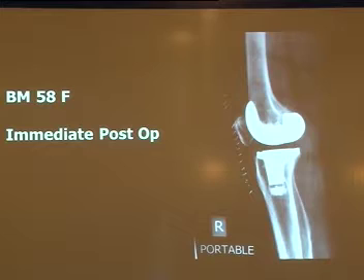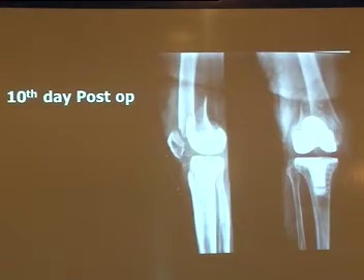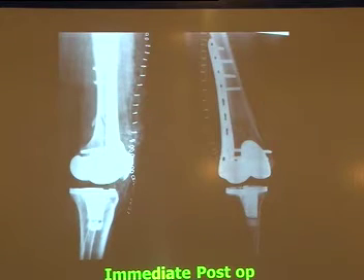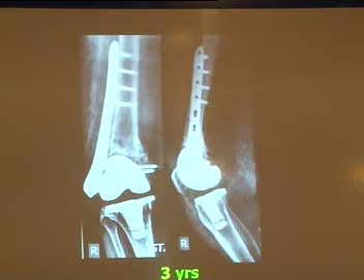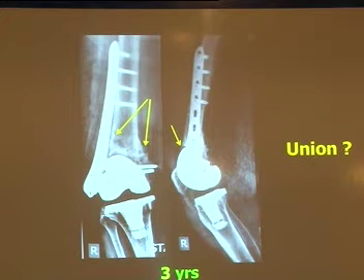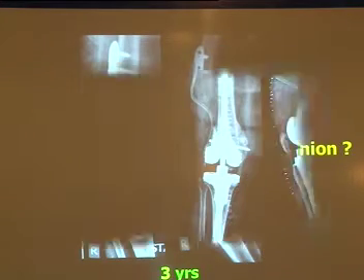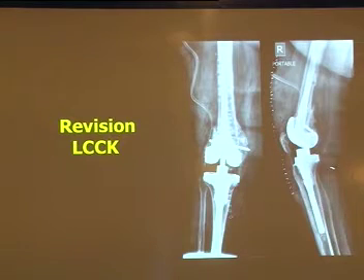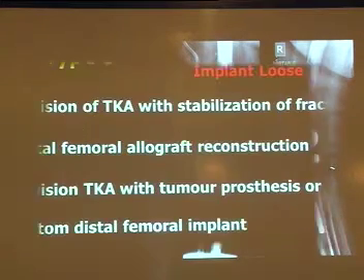This is an example of a patient of mine who at the age of 58 underwent a knee replacement, and immediately post-operatively you can see that I have notched the anterior cortex of the femur, and on the 10th post-operative day she returned to my clinic with a periprosthetic fracture, which is again a type 2 fracture. So I treated as usual with a locking compression plate, but over a period of follow-up, over 3 years, you can see that the fracture obviously did not unite, it was malaligned, and the fracture had collapsed. So then you have no other choice but to do a revision LCCK type of implant.